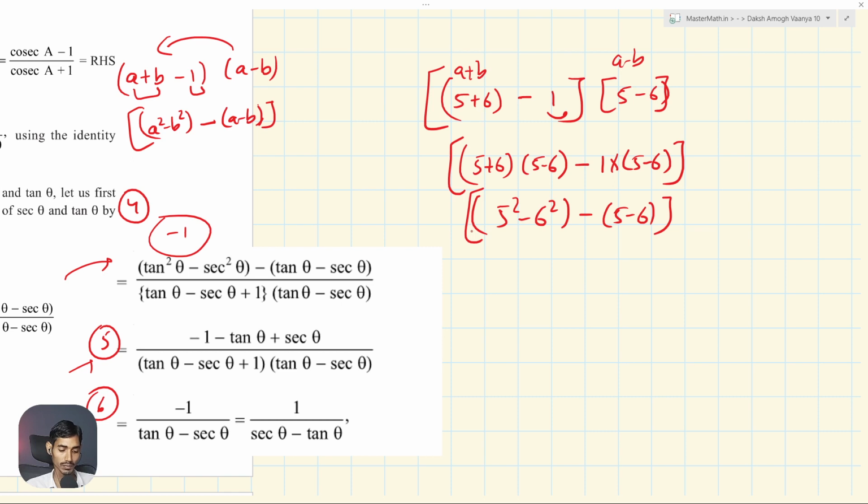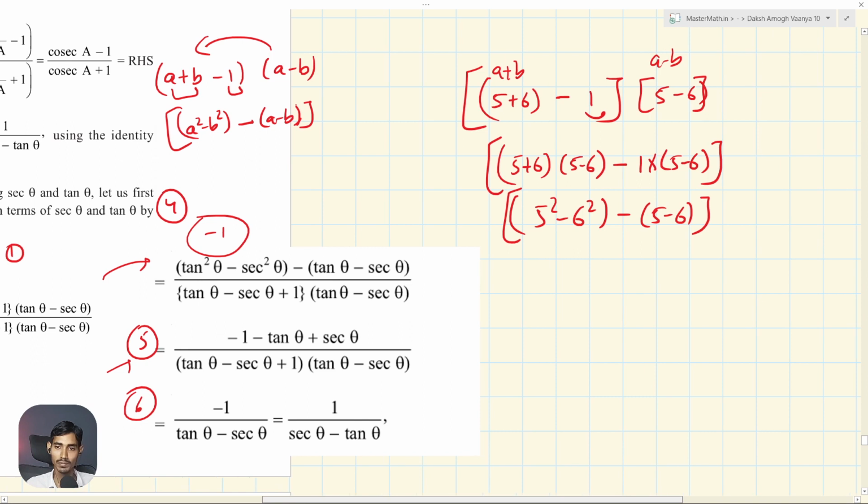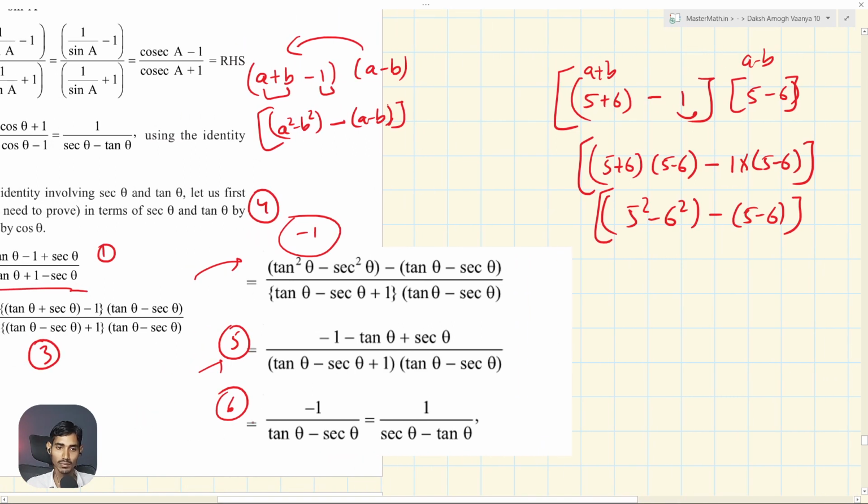Daksh, understood? Yes, sir. That's how you got this: tan square minus secant square theta, which is minus 1. And then this would get cancelled with this one, with a negative sign taken common out in the numerator. Minus 1 plus 1 plus tan theta minus secant theta, because we are taking minus 1 common out. And then this would get cancelled with this one.